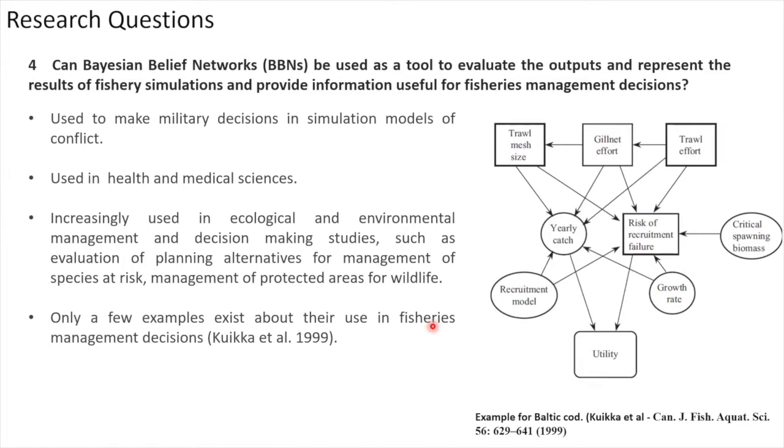One classic example of the use of BBNs in fishery management is the work of Quick et al. 1999. Quick et al. used as a case study the Baltic cod, and they analyzed using this BBN how uncertainties in recruitment and growth and different fishing effort levels may affect cod management performance metrics like the yearly catch or the risk of recruitment failure. So to answer this last question, I will demonstrate how I use a BBN to analyze the outputs of my simulations and to explore the results under a decision analysis context.